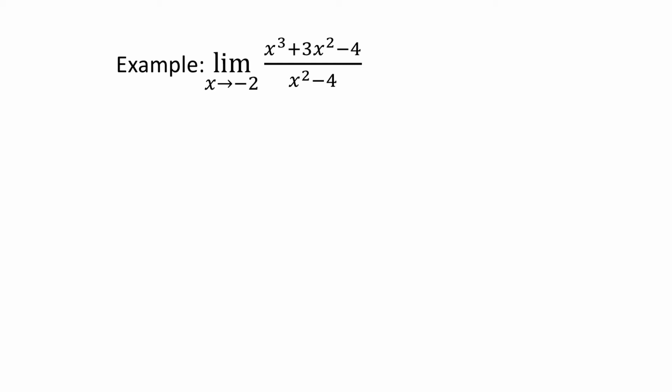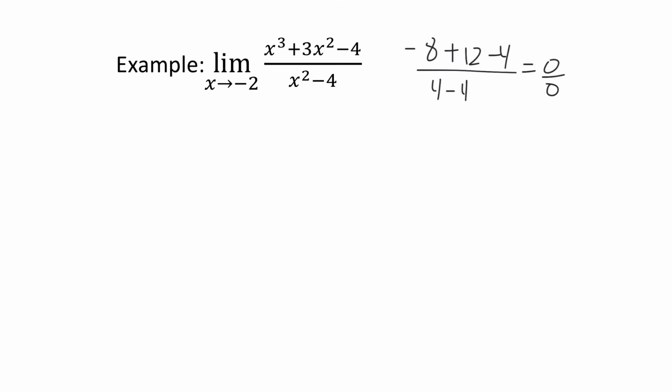So if I plug it in, I'm going to get negative 8, plus, well, 4 times 3 is 12, minus 4, over 4 minus 4. Yep, that's looking like 0 over 0 to me. Well, we've got to do some more work. We have to do something here.